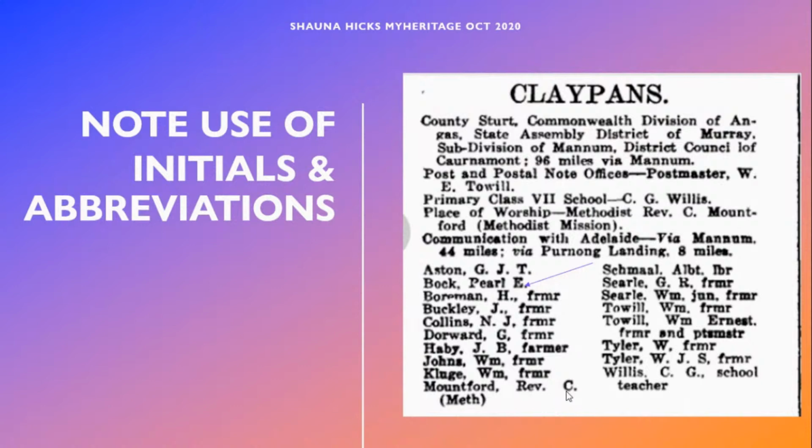If you're searching directories, remember that it's unlikely that you're going to get a full name. It is more likely to be initials or abbreviations. You can see William there is WM, Albert is ALBT. So when you're searching, put in the full given name to start with, but if you're not having any success, try the initials, try an abbreviation, or if it's a fairly uncommon name or a small place, just put in the surname. And that way you can start to see who's in the place. And especially in a little community like this, everyone would have known each other.